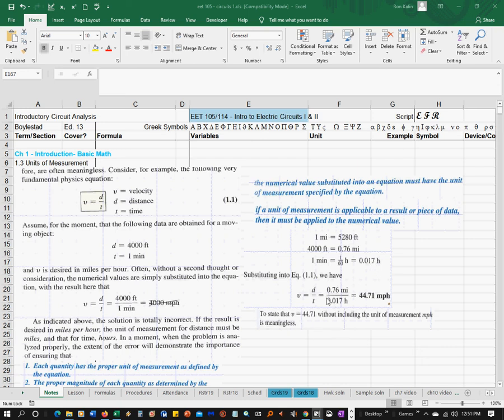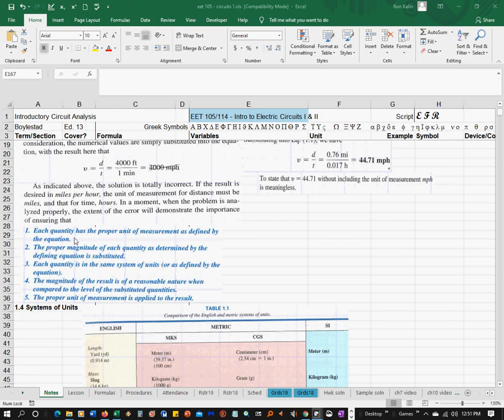So you take 0.76 miles divided by 0.017 hours and get 44.71 miles per hour. And you can't just say V equals 44.71 without including the unit of measurement, or else it would be meaningless. Each quantity has the proper unit of measurement as defined by the equation. So units are very important when we're speaking about an answer or solution to a problem.